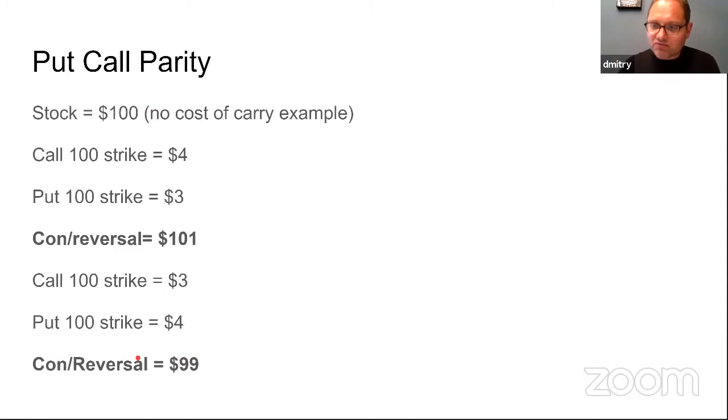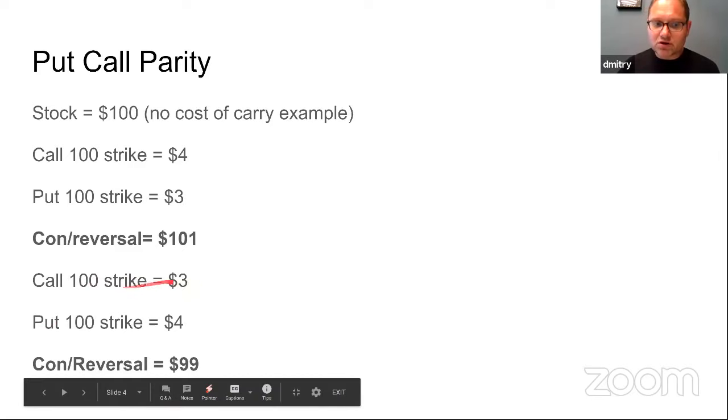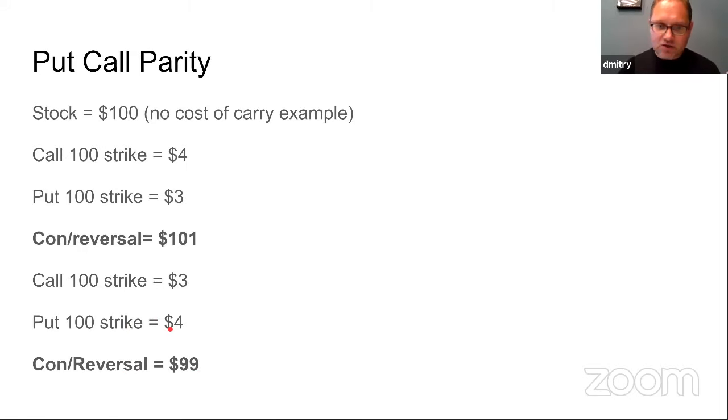At expiration, they converge. If the stock's above 100, I exercise the calls. If the stock's below 100, I get assigned on the put. They take away my short, and those converge. You keep $1. So put call parity is saying that you're not going to have these arbitrage opportunities.